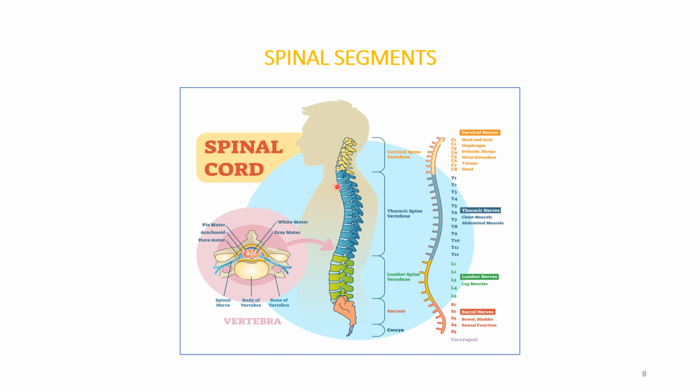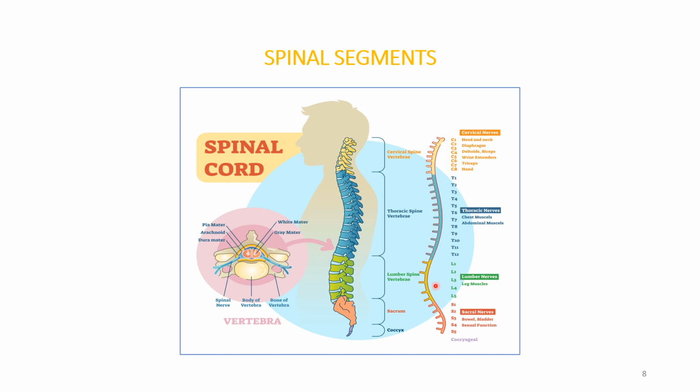Then coming to spinal segments. In the cervical region you have 8 spinal segments, in the thoracic region 12 spinal segments, in the lumbar region 5 spinal segments, and in the sacral region also 5 spinal segments.